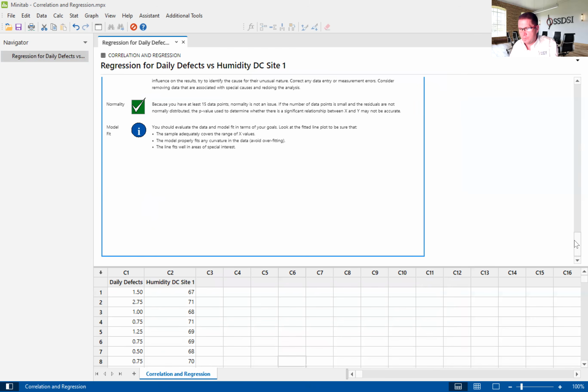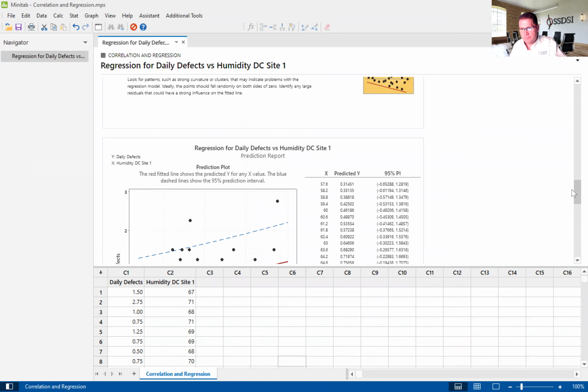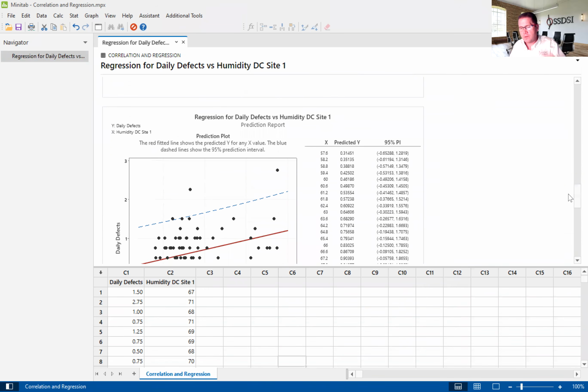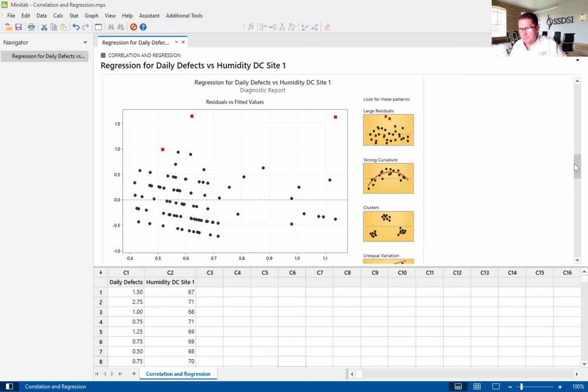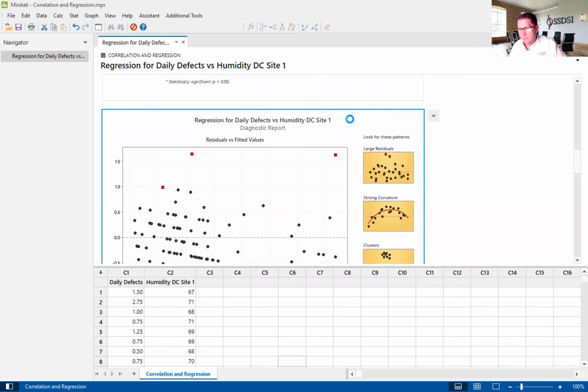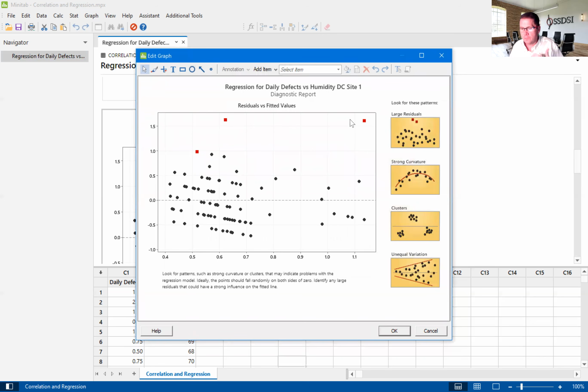Okay, so we'll move on to the next graph. The next graph, we'll skip this. This is just the prediction reports. It is valuable, but I'm going to stick to those things that are really kind of easy to digest.